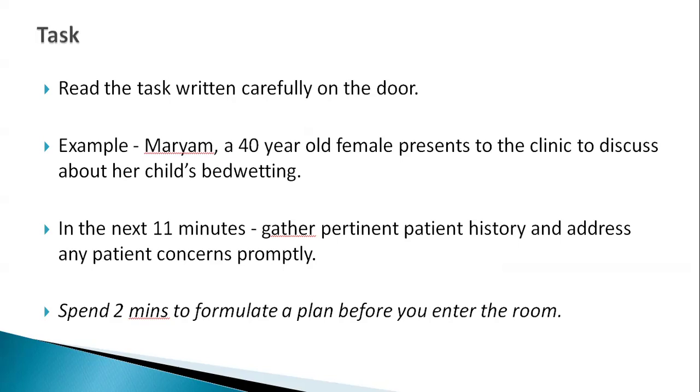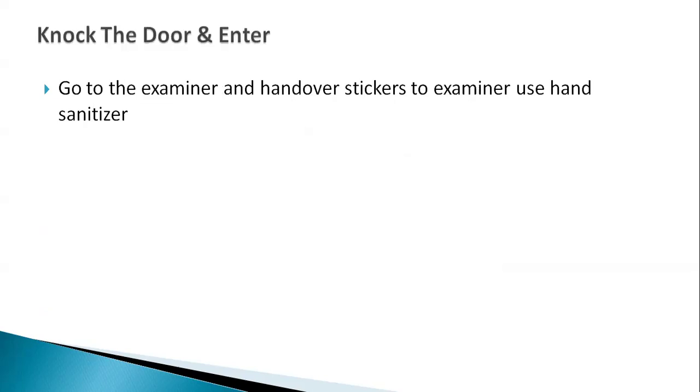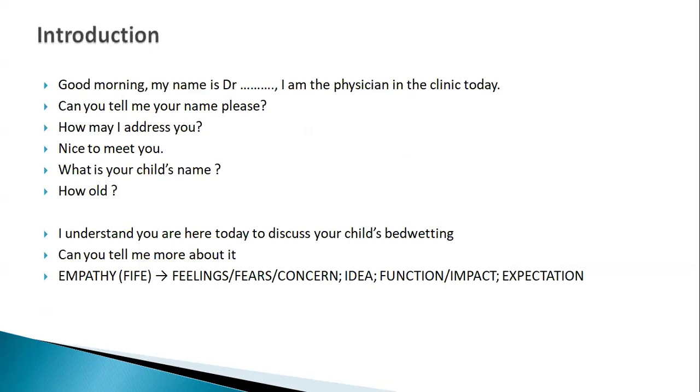Now that we know we are dealing with a case of bedwetting, an approach that we can take is to write down a list of maybe 5 differential diagnoses that we want to rule in and rule out for this case of bedwetting. Before we go inside the room, we write it down on the paper. So once we do that, the next thing is to knock the door and enter. We give the stickers to the examiner and we use the hand sanitizer. And then we proceed to introduce ourselves.